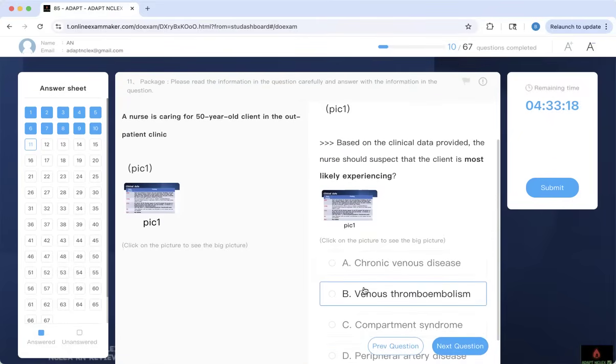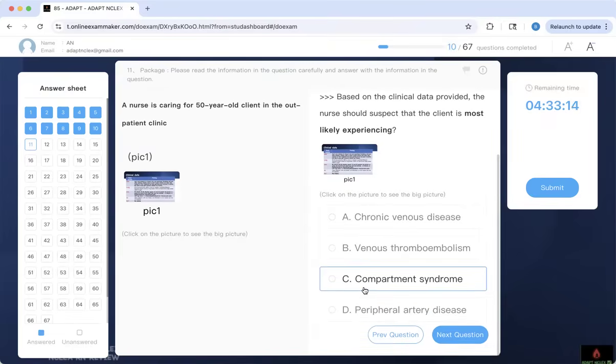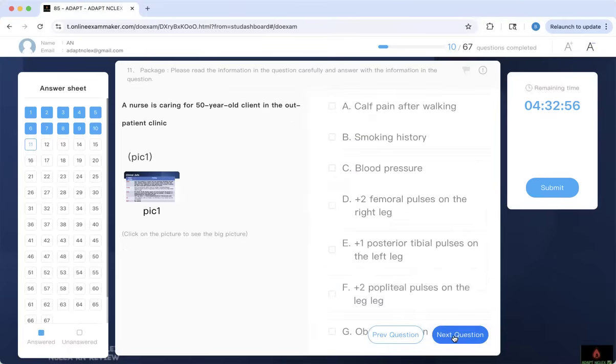Based on the clinical data, the nurse should suspect that the client is most likely experiencing what? Peripheral arterial disease. This is not chronic venous. This is not the DVT. This is not compartment syndrome. I will tell you, pain out of proportion or not responding to pain medication is evidence that this is not peripheral arterial disease.